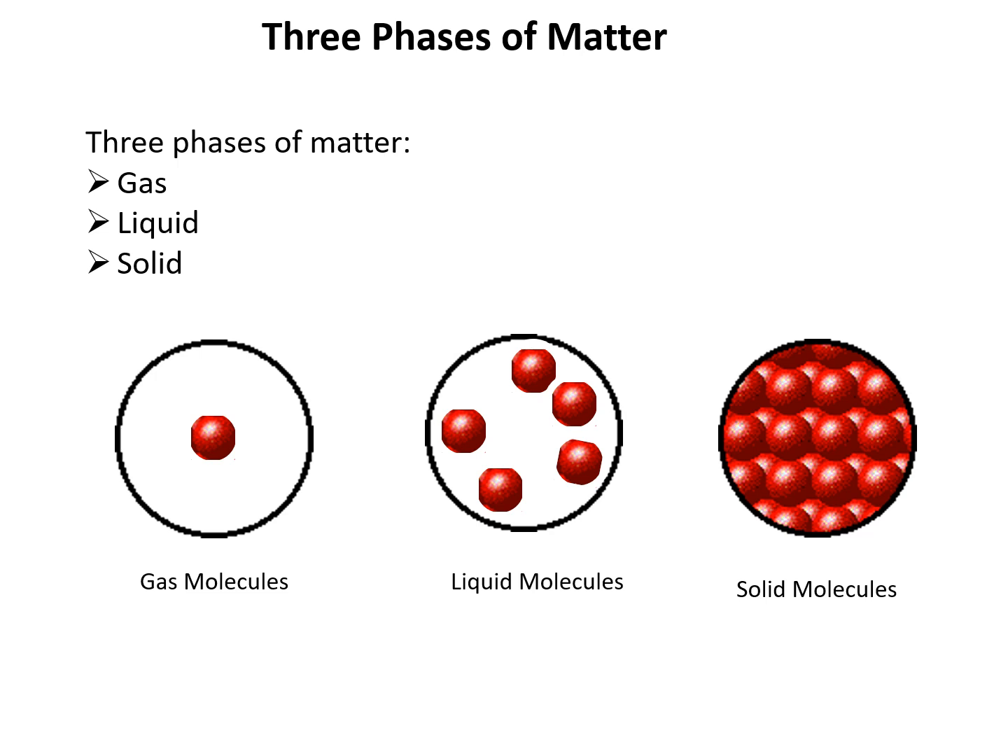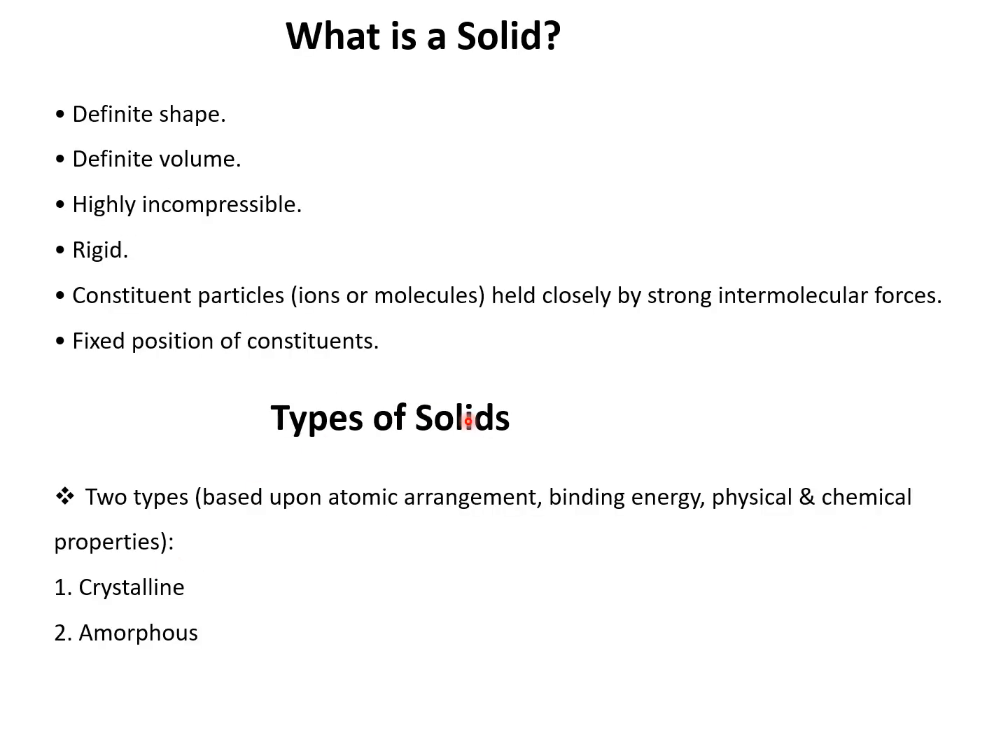So, as we all know, there are three phases of matter, that is gas, liquid, and solid. In case of solid, the molecules are said to be rigid. In case of liquid molecules, they are loosely packed, whereas in case of gaseous molecules, they are more loosely packed. So here it is rigid, loosely packed, whereas here it is more loosely packed. We know that. So what is a solid?